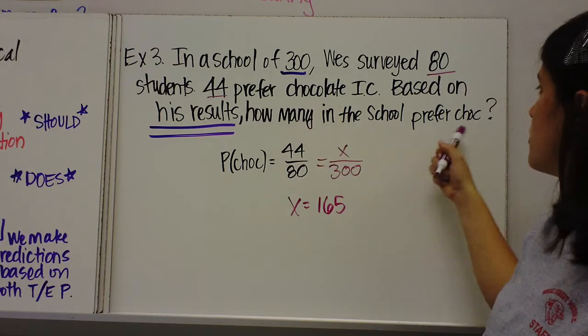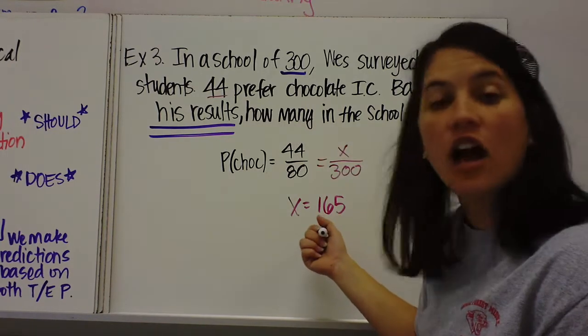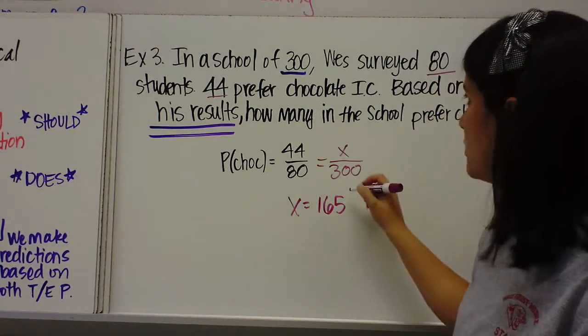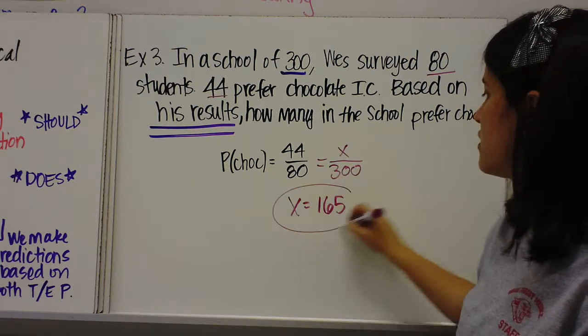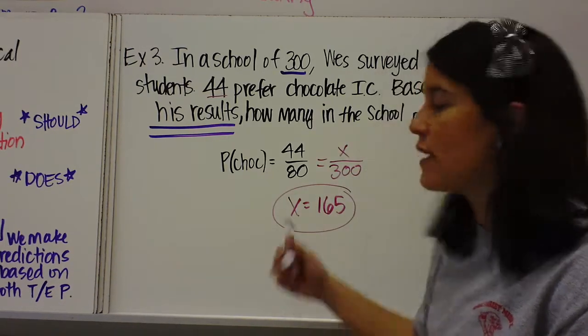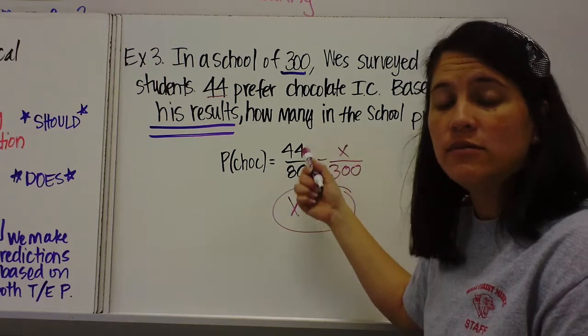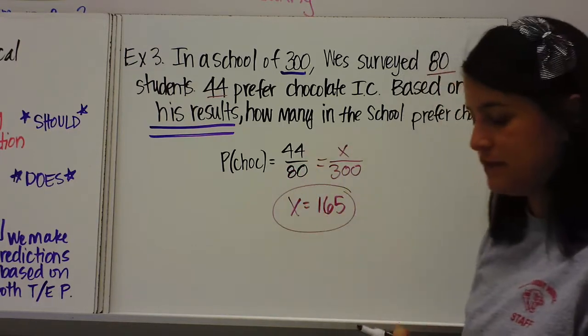So the question says how many students prefer chocolate. It looks like 165 students would prefer chocolate, and that is a little more than half, which makes sense because 44 is a little more than half of 80.